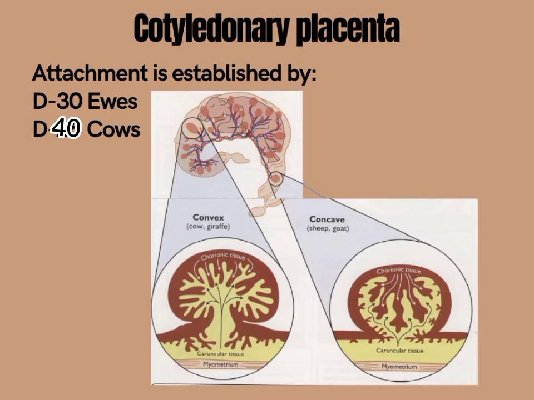The placentome forms a concave structure in sheep and goat and a convex structure in cows and giraffe. So during gestation, the cotyledons will increase many-fold in diameter. This growth provides surface area to support the placental transfer of nutrients from the dam and metabolic waste from the fetus.